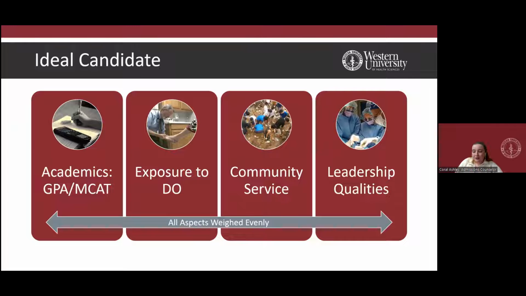And then we're going to dive into an ideal candidate. So an ideal candidate is someone that meets our competitive range. In academics, the average overall GPA for our class is about 3.68, while the average science GPA is a 3.63. And again, that average MCAT score is a 509. So in academics, you want to be falling within that range.